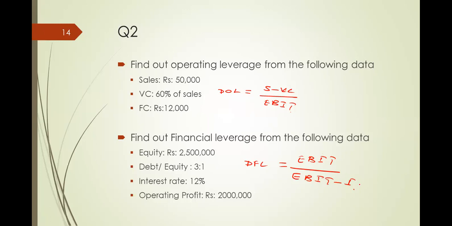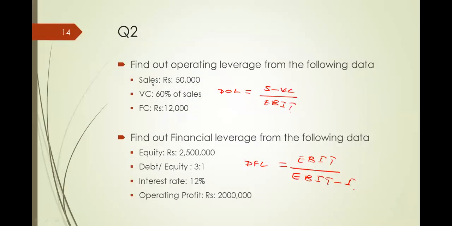First we need to calculate the EBIT. Yes, we need to calculate the EBIT. First one, let's do. Operating leverage. Sales 50,000. Variable cost 60%. Fixed.